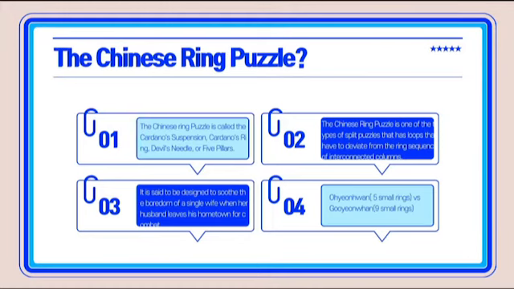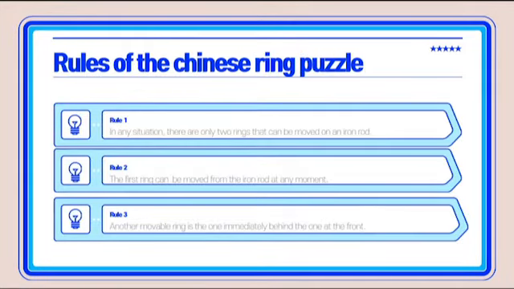Like this, the puzzle's name differs according to the number of rings it has. The rules of the Chinese ring puzzle are like the following. Number 1, in any situation, there are only 2 rings that can be moved on an iron rod. Rule number 2, the first ring can be moved from the iron rod at any moment. And number 3, another movable ring is the one immediately behind the one at the front.